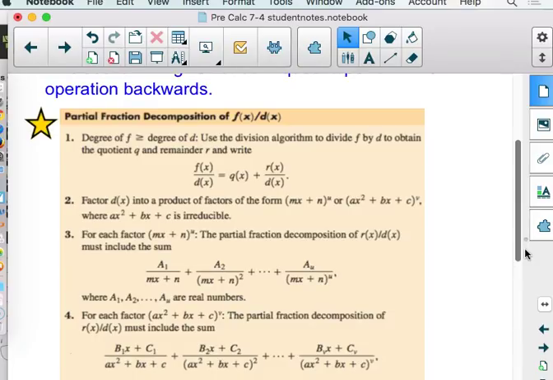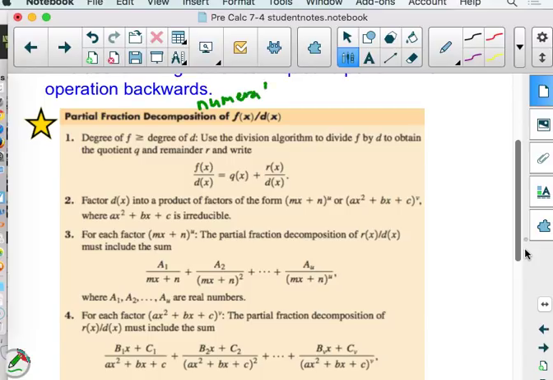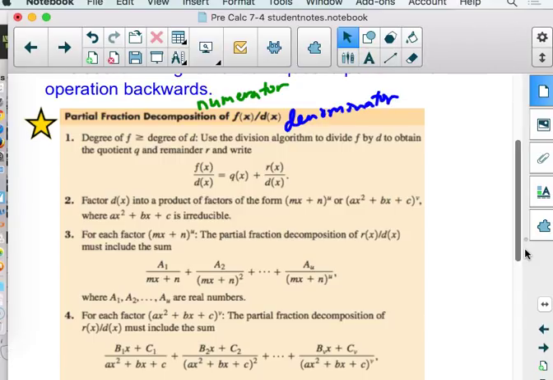So it says the partial fraction decomposition of f of x over d of x. Notice that f of x is going to be the numerator and d of x is going to be the denominator. And we think about that as we're reading through this. The degree of f, so the numerator, is greater than the degree of d, the denominator. So if the top has a bigger power than the power on the bottom, use the division algorithm to divide. Yeah, you should be able to divide. You have a bigger power on the top than you do on the bottom.